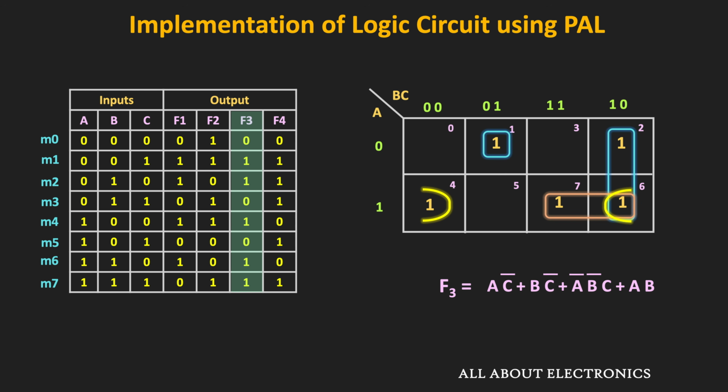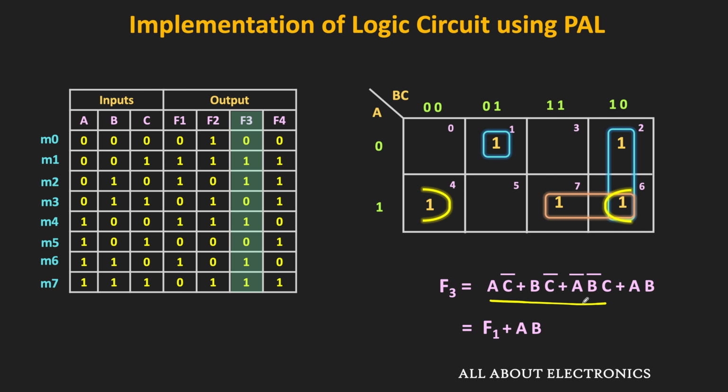So if you closely observe this output F3, then here, the first 3 product terms are same as the function F1. Therefore, this F3 can be written as this F1 plus AB. So later on during the implementation, we will see why it was written like this.